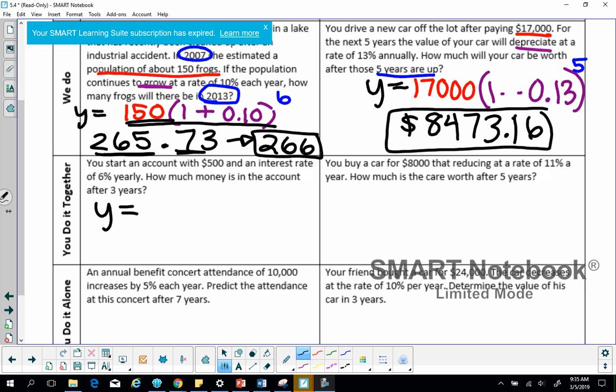Karan, what did you get for your A here? 500, beautiful. And then Tyreek, what did you have in your parentheses? 1 minus 0.06. And then how many years later is it asking you? 3. Perfect. So I saw some people have 0.6. Remember, 0.6 is 60%.